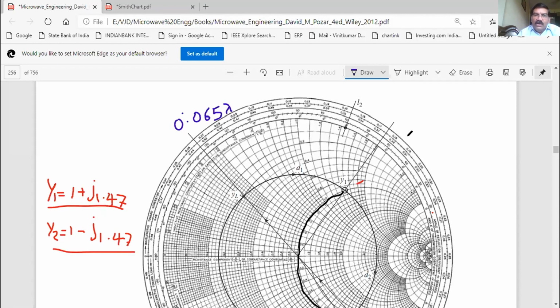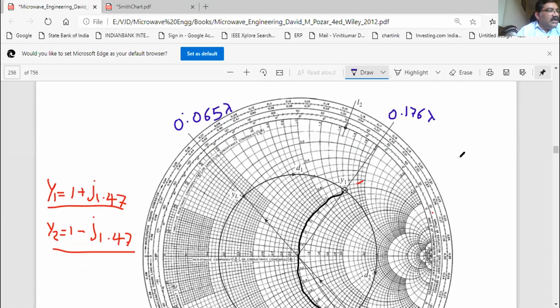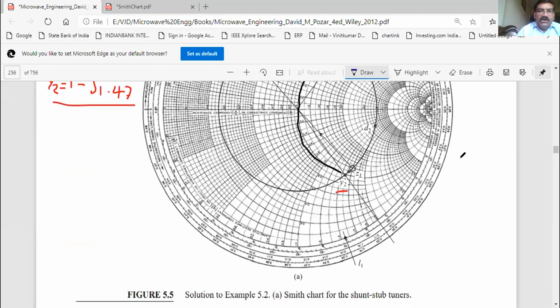Same thing is for this Y1. For the Y1, what will be the value? You just tell me the value for Y1. So for Y1, it is 0.176. 0.176 lambda. Okay. And for the other, that is for the Y2, it is 0.325.